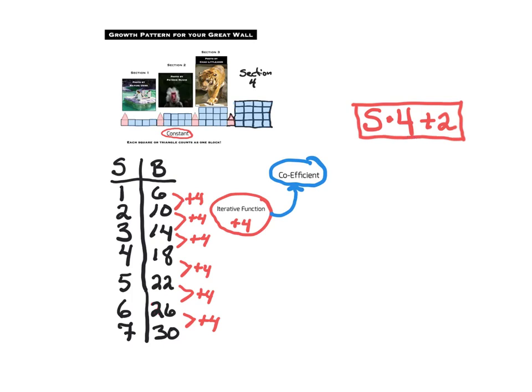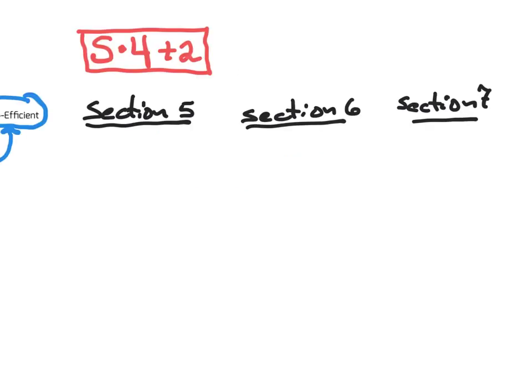It needs to work 3 times in order to know that it'll work. So we're going to test it against section 5, section 6, and section 7. Alrighty, and here we go. I went ahead and wrote section 5, section 6, and section 7. And now I'm going to just plug in the formula. So I'll go right here, S times 4 plus 2.